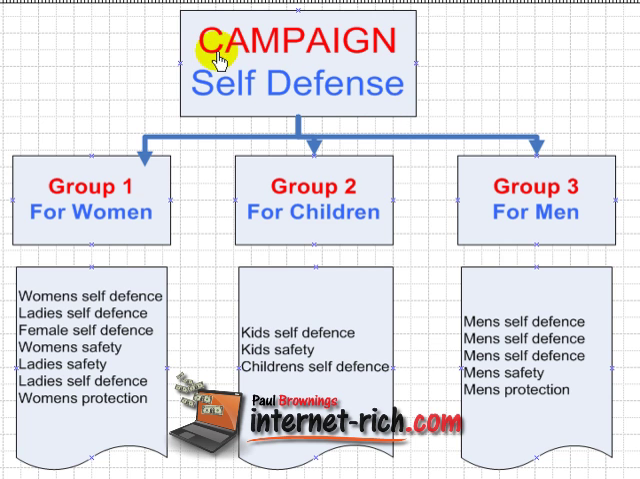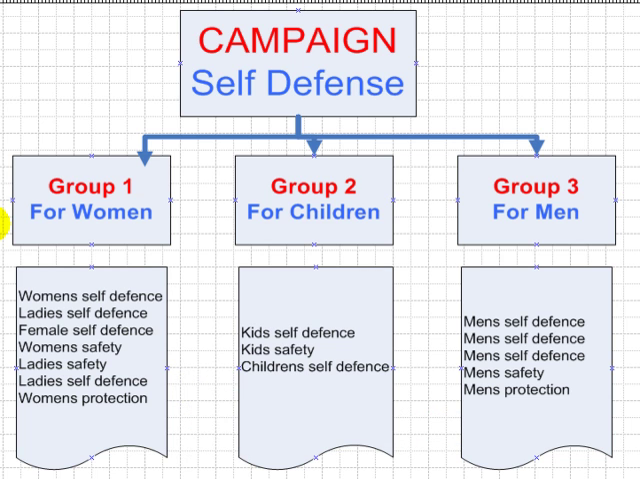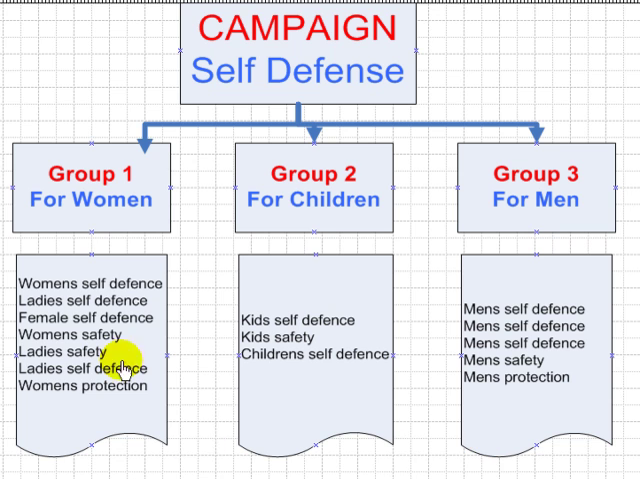So under this campaign, we're going to have self-defense, and say we're concentrating on self-defense lessons or classes. Under group 1, we're going to be concentrating our keywords on self-defense for women or lady self-defense, another group for children, and another group for men. So this is a good way to divide up our ad groups, and then we can have keywords that will match more tightly to our niches.